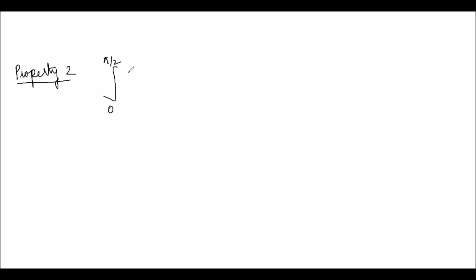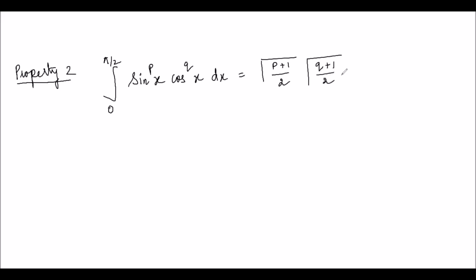This integral, sine x raised to power p, cos x raised to power q dx, is equal to gamma of (p plus 1) by 2, gamma of (q plus 1) by 2, divided by 2 times gamma of (p plus q plus 2) by 2.